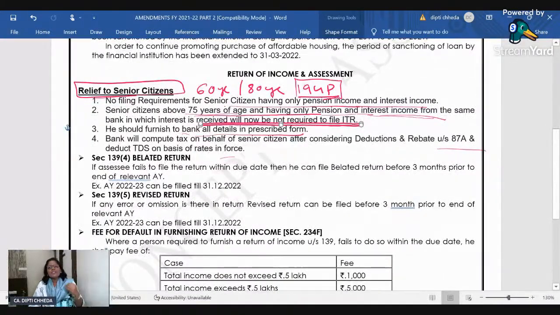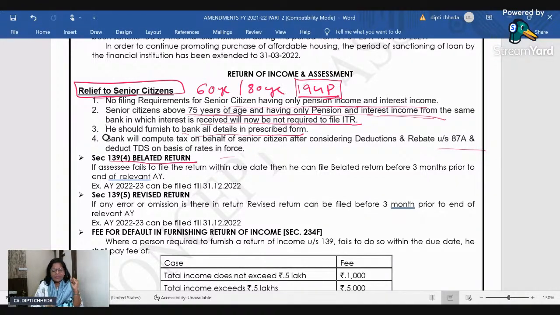Next, once we miss out the date of the return, can we file a belated return? If someone's birthday is missed, then the next day, oh really sorry, wish you a very happy belated birthday. Same way, we miss the due date of filing the return, July or October or November. So can we file a late return?